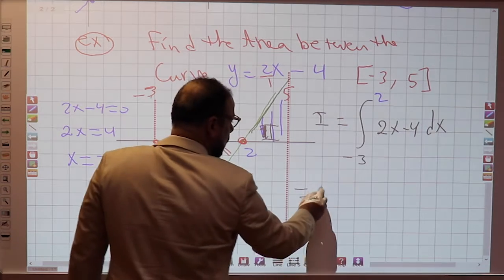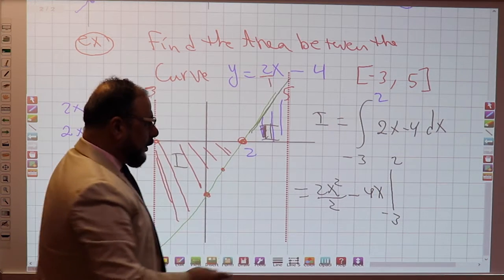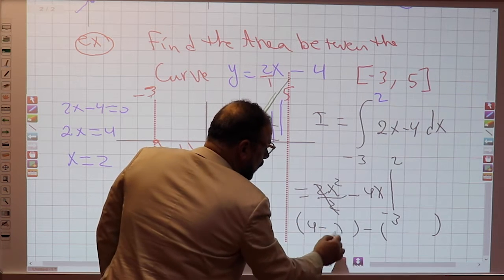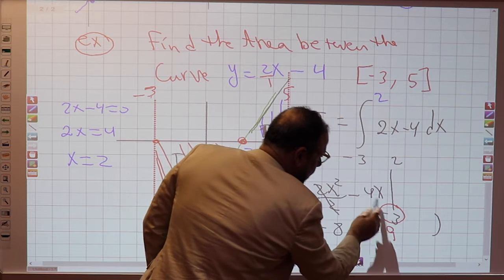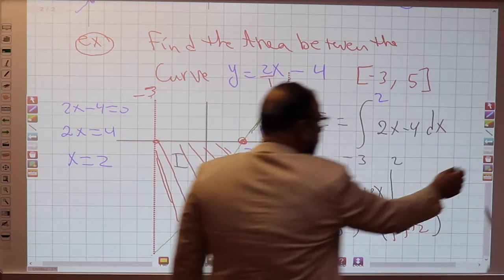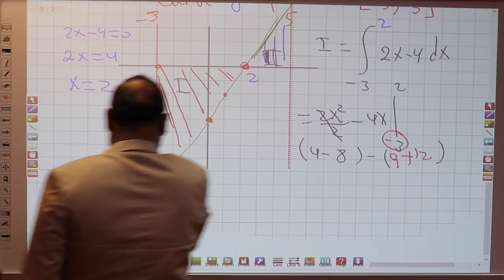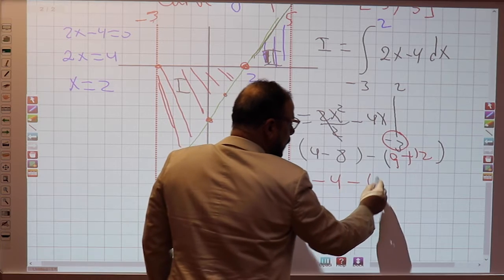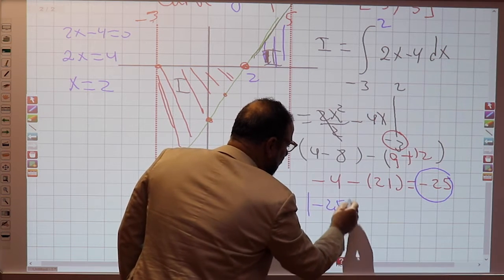Equal what? 2x squared over 2. You follow me, Ismail? Yeah. Now the 2 cancel. You open 2 pairs of parentheses, minus in the middle. You plug in the 2. 2 squared is 4. Minus 4 times 2 is 8. Then you go to the -3. -3 squared is 9. Negative here. 4 times -3 is -12, plus 12. What do we have, Ismail? -4 minus 21, -25. The answer is negative. Then we're gonna take the absolute value of negative 25, equal 25. Get it?